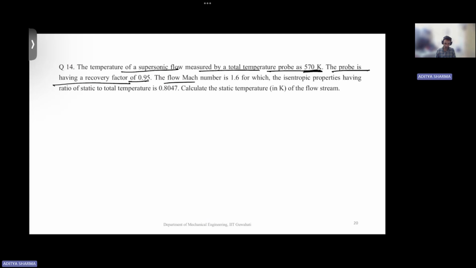Now the flow Mach number is 1.6, for which the isentropic properties give a ratio of static to total temperature as this. Calculate the static temperature of the flow stream. So this we have to calculate.